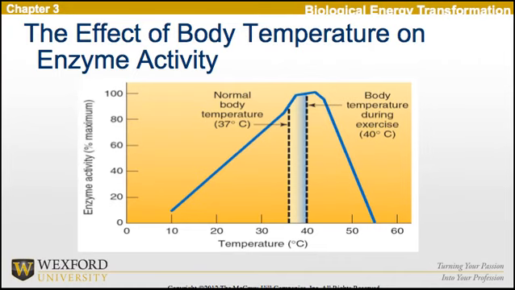Now, if we look a little bit more closely at the effect of body temperature on enzyme activity in the graph below, we can see that within the normal body temperature range, slight increases in body temperature actually increase activity. But there's a certain point where if the body temperature rises too high, especially during exercise, the body temperature can actually lower the enzyme activity.